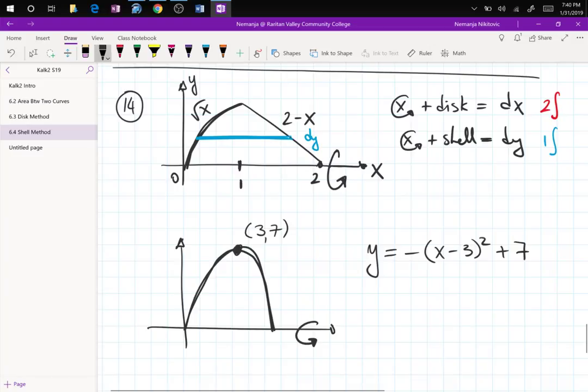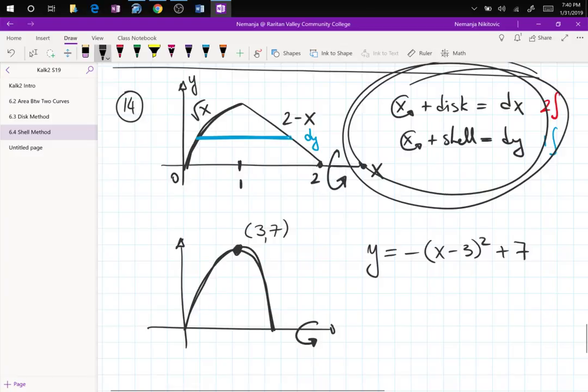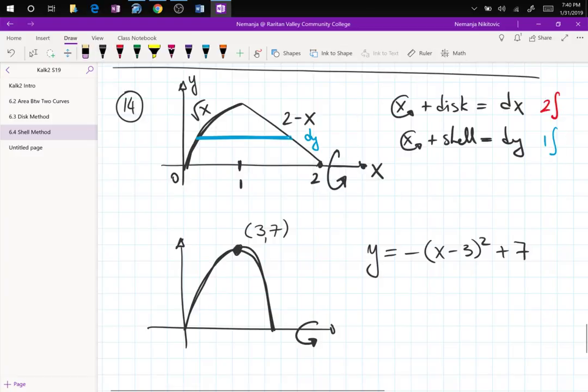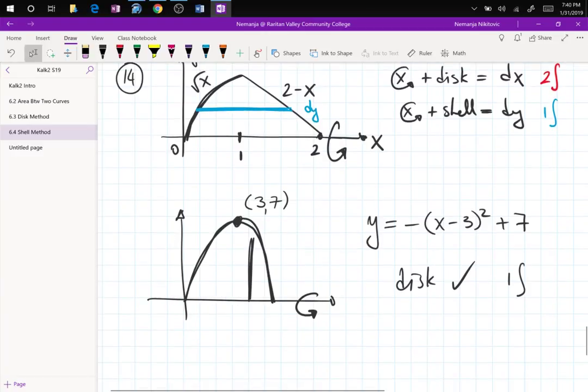Now, let's talk about setting this thing up with your shells and disks. It's x rotation, and now I'm going to look at my x rotation here. And what do I see? X rotation plus disk equals delta x. Can I do dx? Yeah. So disk works, and it's one integral. That's also cool, right? Now, how about shell?